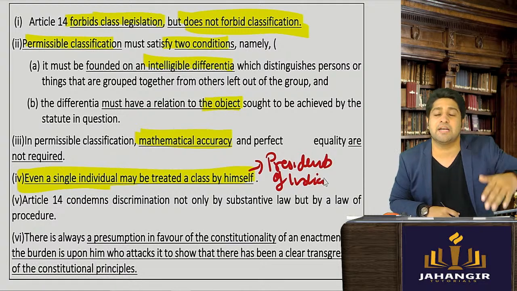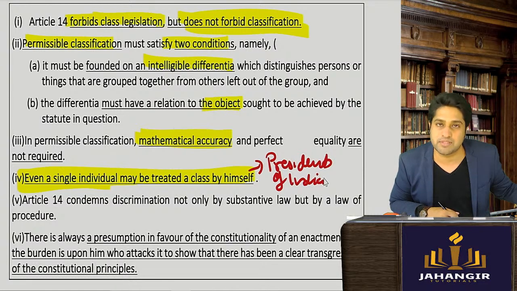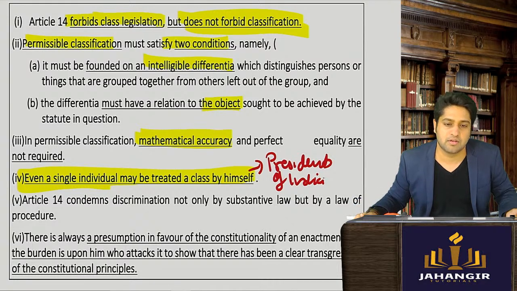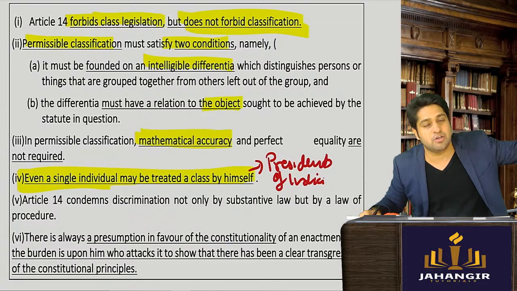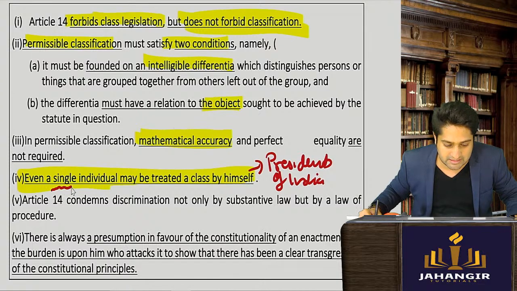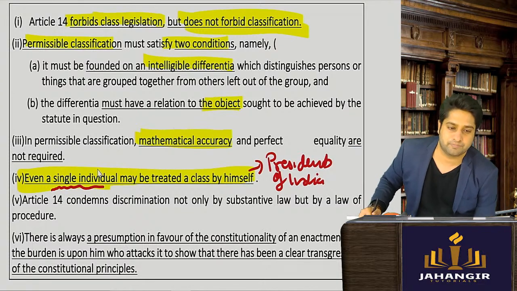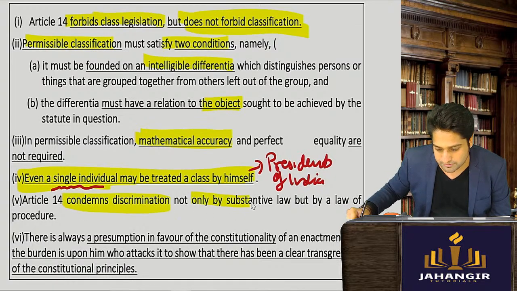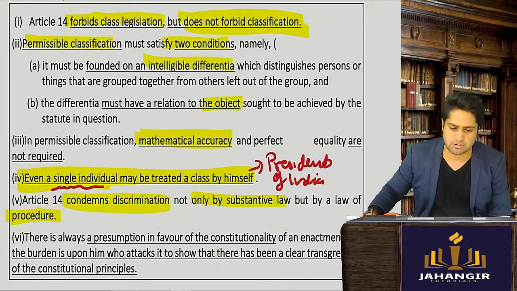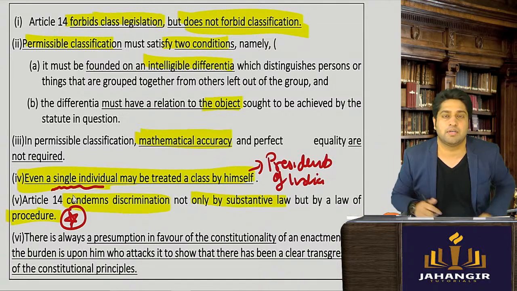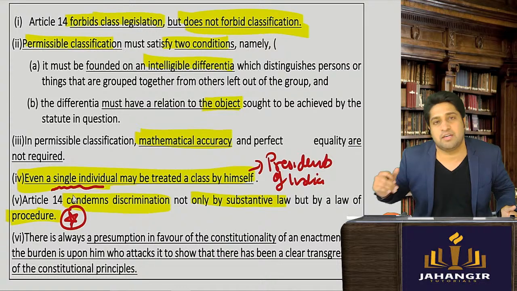Now the President of India gets preferential treatment, gets proper housing, gets Z-class security, but normal citizens don't get that. But we say, no, listen, he is the President of India, he is a separate class, and for him we can make a classification, and that is fair and just. Even a single individual can be treated differently. Now, Article 14 condemns discrimination not only in substantive law but also in the law of procedure. This is also very important, which you can write. Discrimination will not be allowed in procedural law or in substantive law.